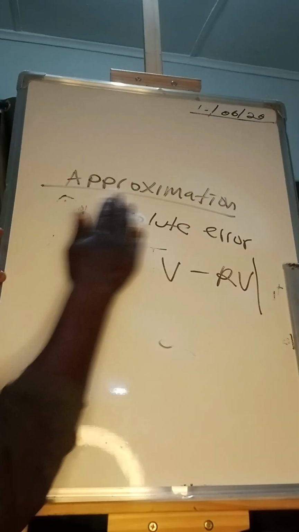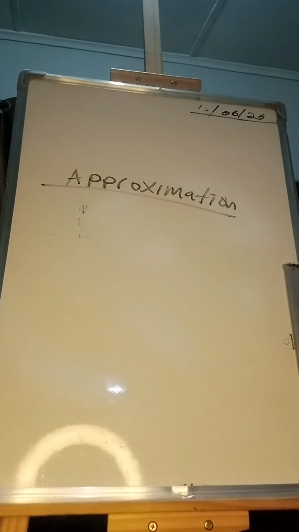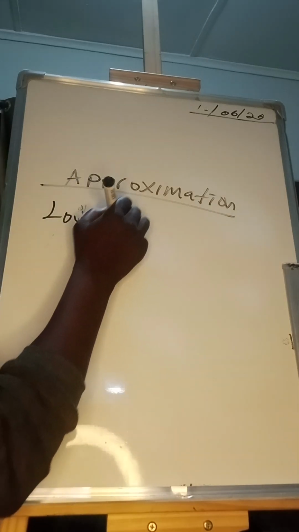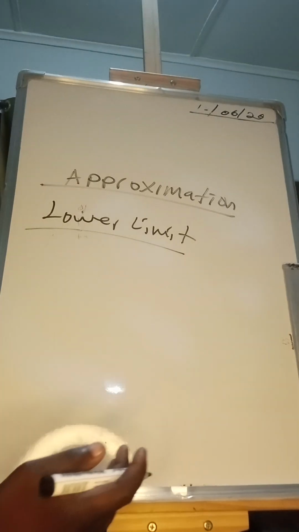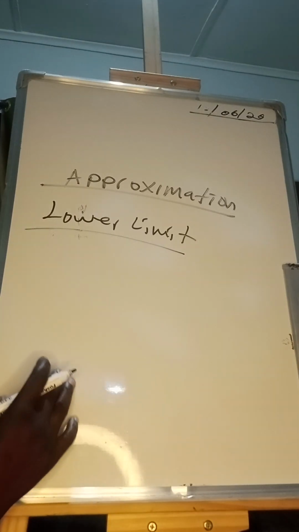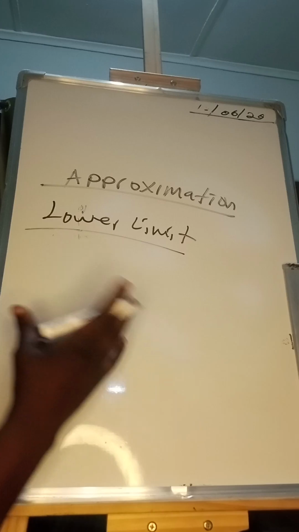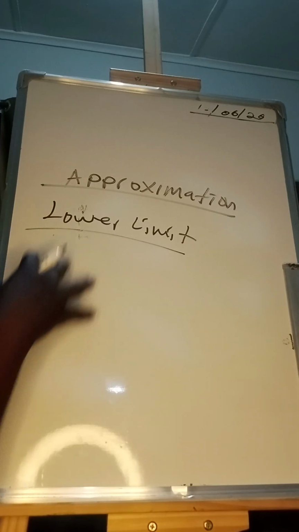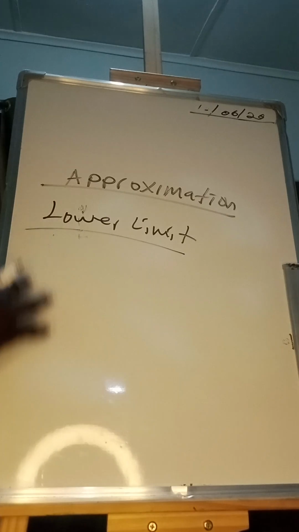Let's journey on. Another formula that you need to master for this topic is lower limit. It's a grade 11 topic. By grade 12 it's revisions. The other name for lower limit is lower bound.